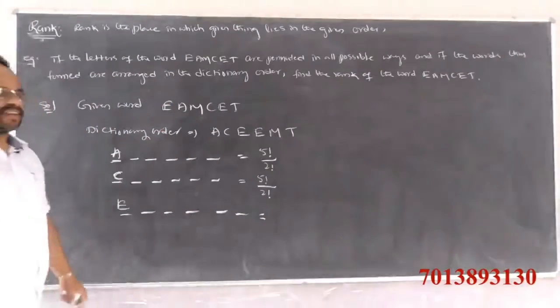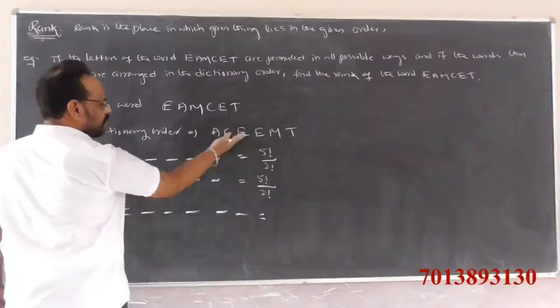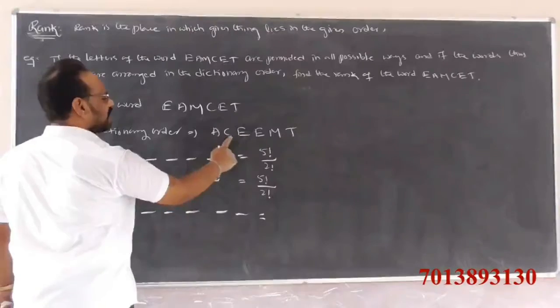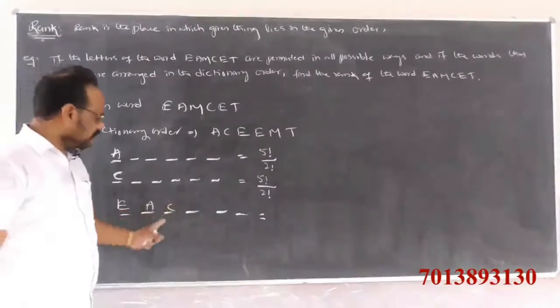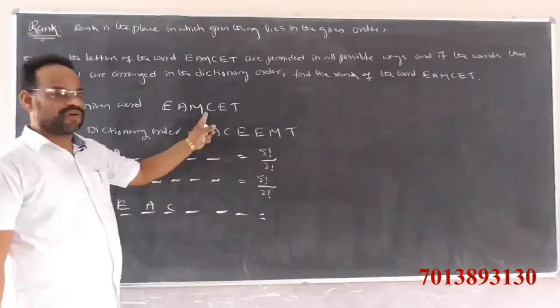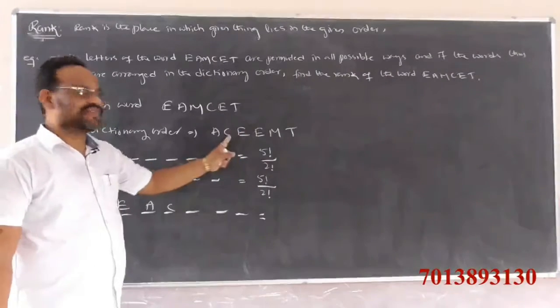We want E. So E, after we get EA words. Yes, EA also we want. EA, after we get EAC. EAC words we don't want. We want EAM words. In dictionary order we get EAC words.